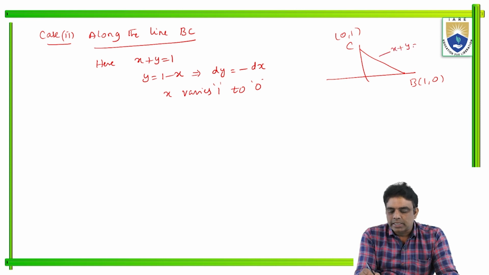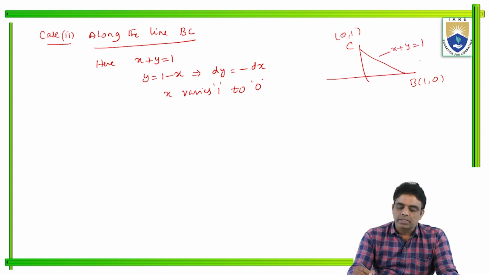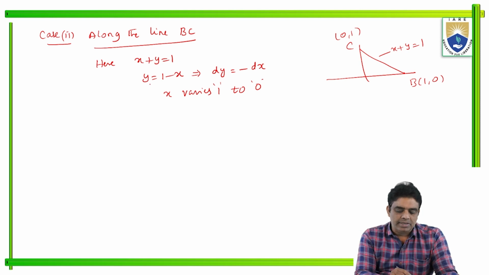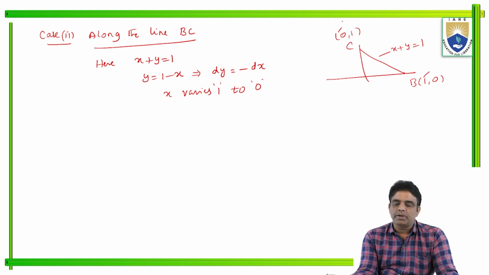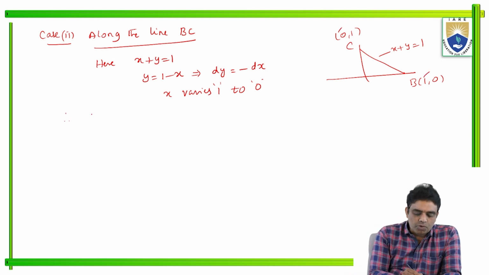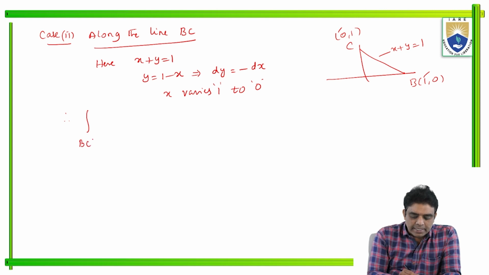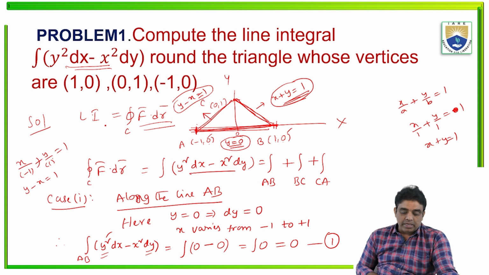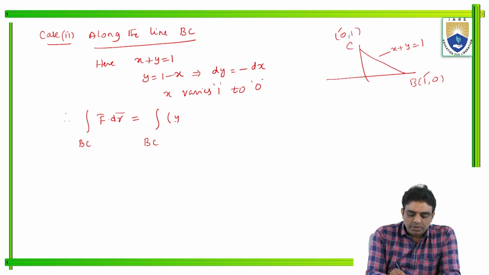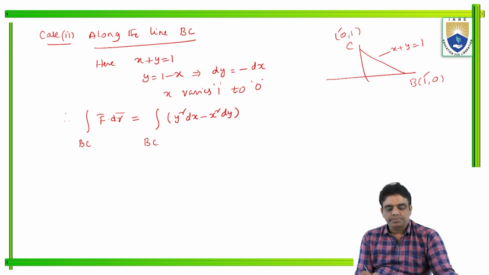The line equation is x plus y is equal to 1, or y is equal to 1 minus x, and dy is minus dx. And here x varies from 1 to 0. Therefore, the integral along BC, am I right? The integral of F bar dot dr bar along BC, and the function is already given: y square dx minus x square dy.